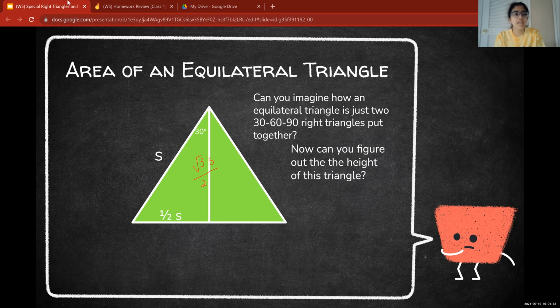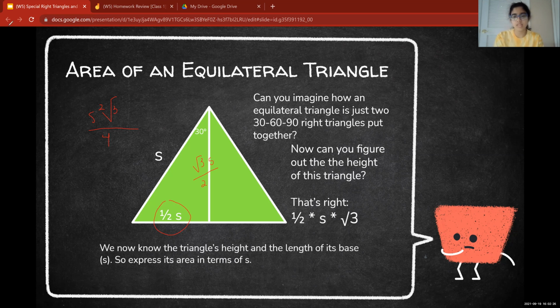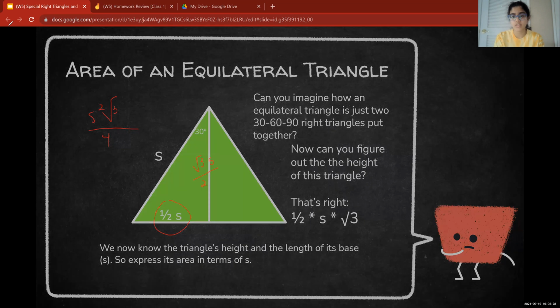Now, to find the area of this, we must multiply that height by the base and divide it by 2. Well, we already have the base divided by 2 right here. So we can just multiply 1/2 s times radical 3 s over 2. And we get radical 3 s squared over 4, right? So that means that our answer is s squared radical 3 over 4, or s squared times radical 3 divided by 4. So that means that that is the area of our triangle, right?